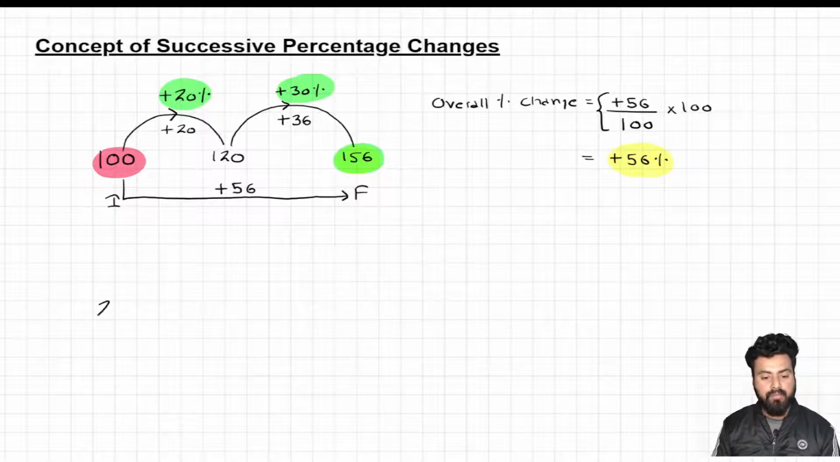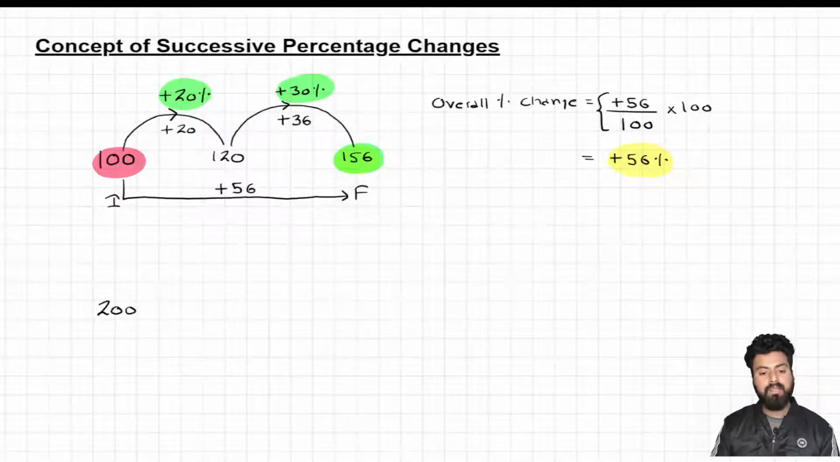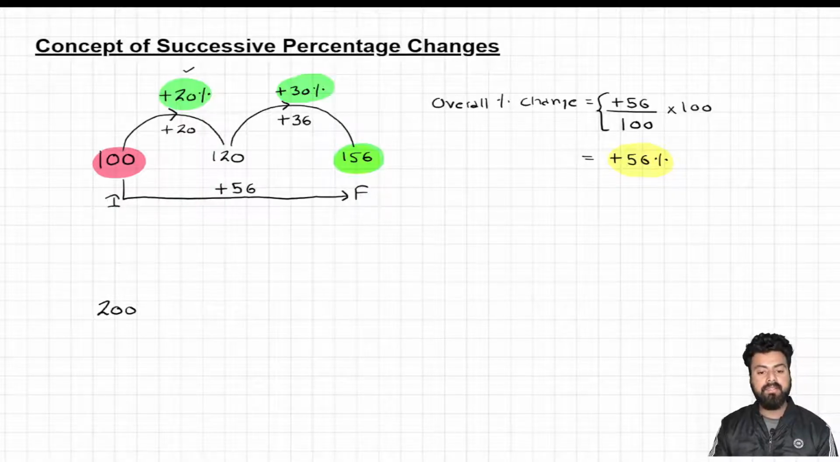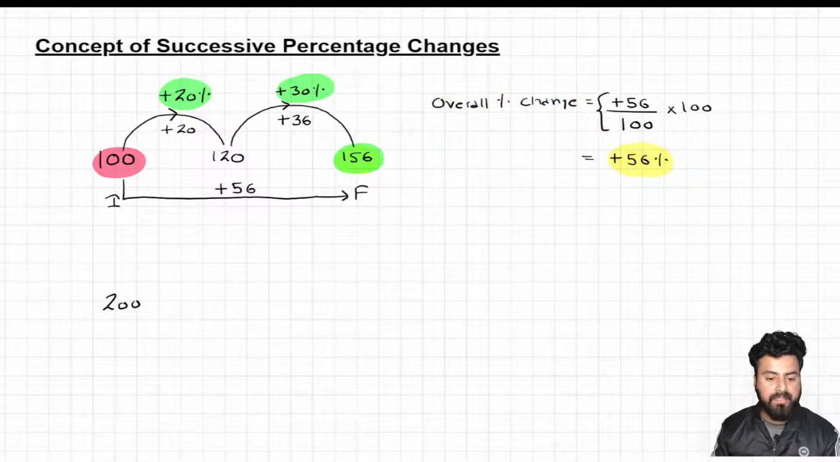Now another thing I want you to realize here: if I had started with a different value, let's say 200, and performed the same two operations, an increase of 20% followed by another increase of 30%, my answer for the overall percentage change would have remained the same, 56%. So let us cross-verify the statement here.